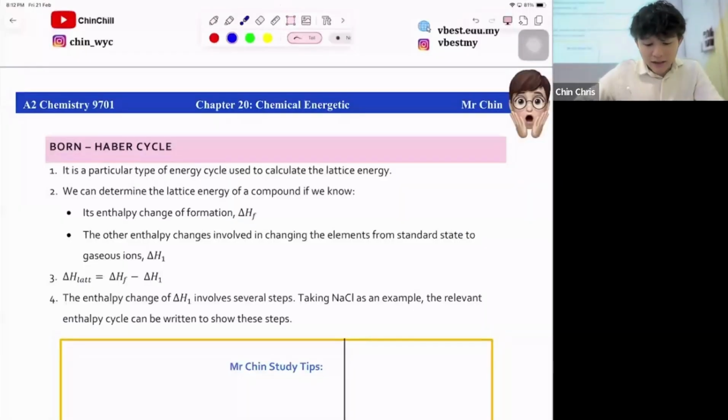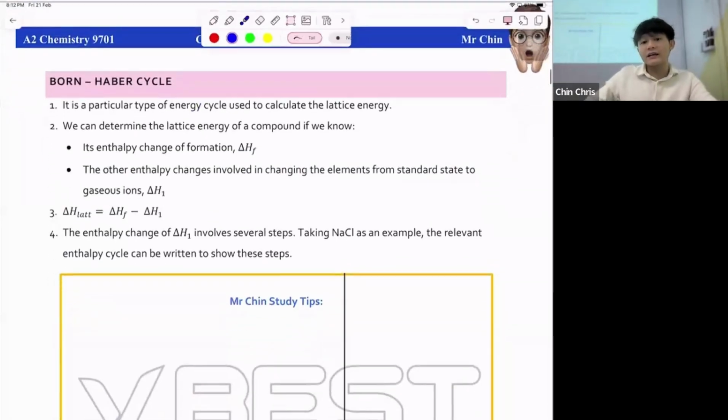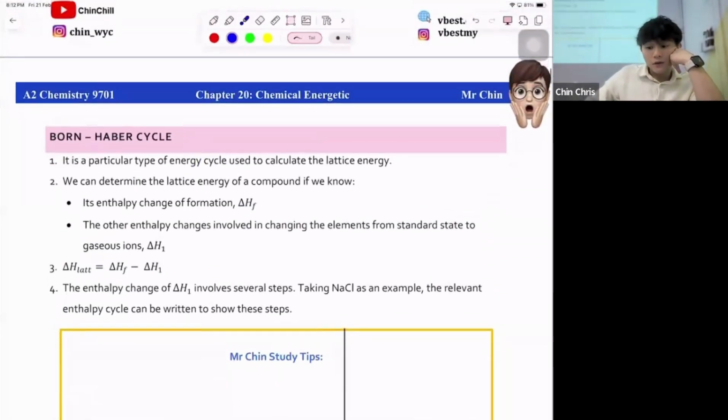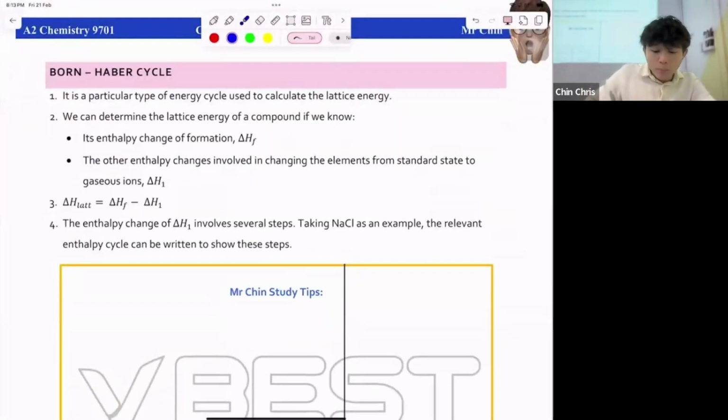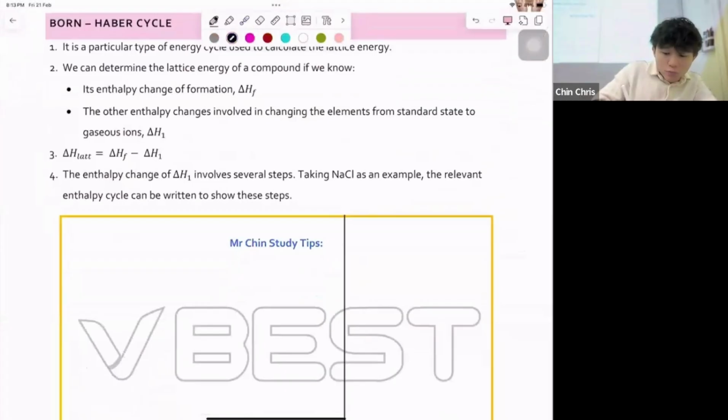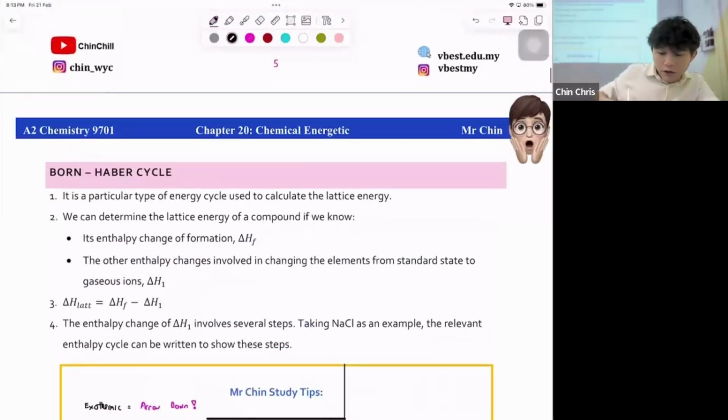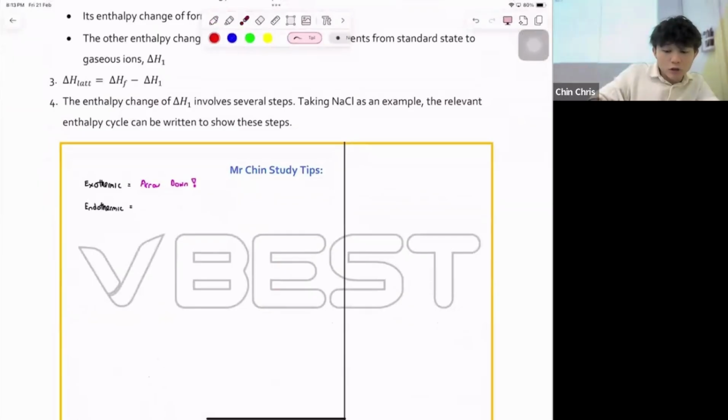So guys, the Born-Haber cycle is basically a type of energy cycle used to calculate your lattice energy. Now, for your Born-Haber diagram, I want you guys to put this down. Whenever you are drawing an exothermic process, any reaction that's exothermic, the arrow always goes down. But when you have any endothermic reaction, your arrows always go up.